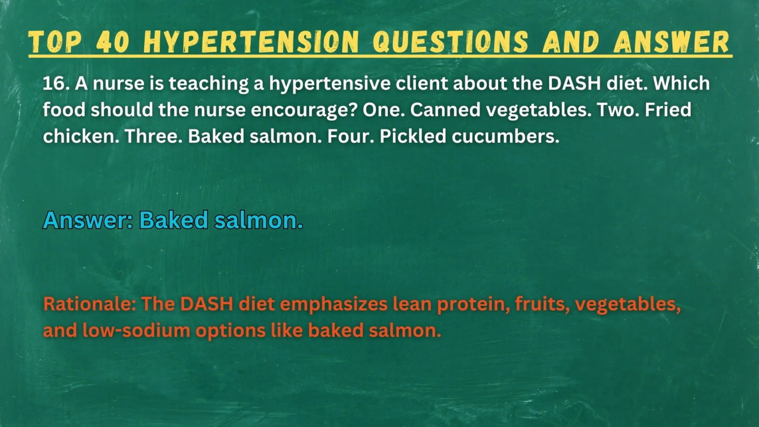16. A nurse is teaching a hypertensive client about the DASH diet. Which food should the nurse encourage? 1. Canned vegetables. 2. Fried chicken. 3. Baked salmon. 4. Pickled cucumbers. Answer: baked salmon. Rationale: the DASH diet emphasizes lean protein, fruits, vegetables, and low-sodium options like baked salmon.